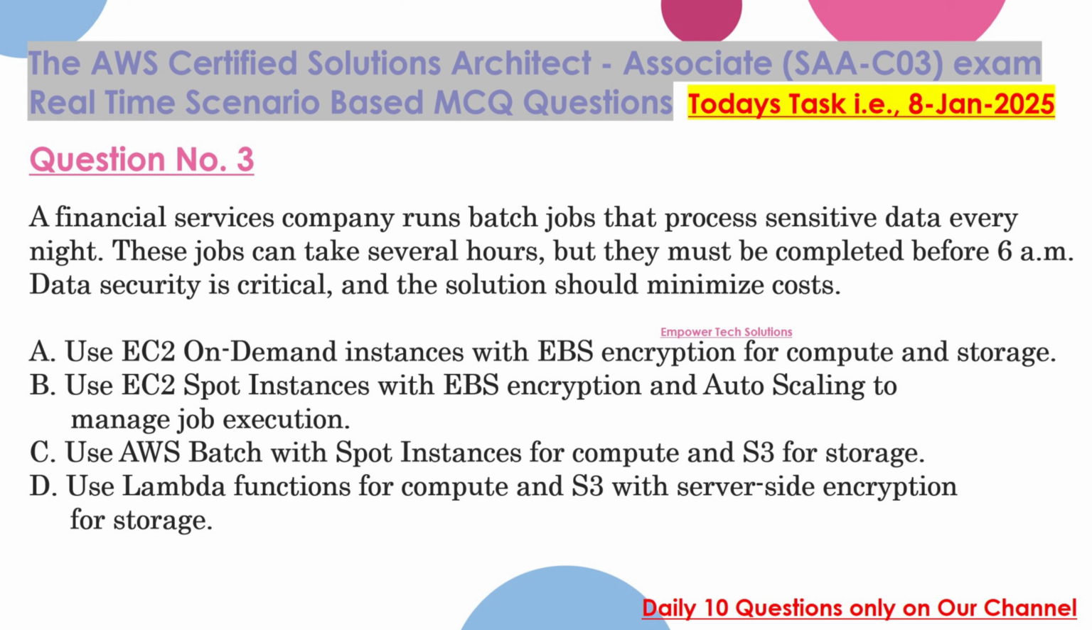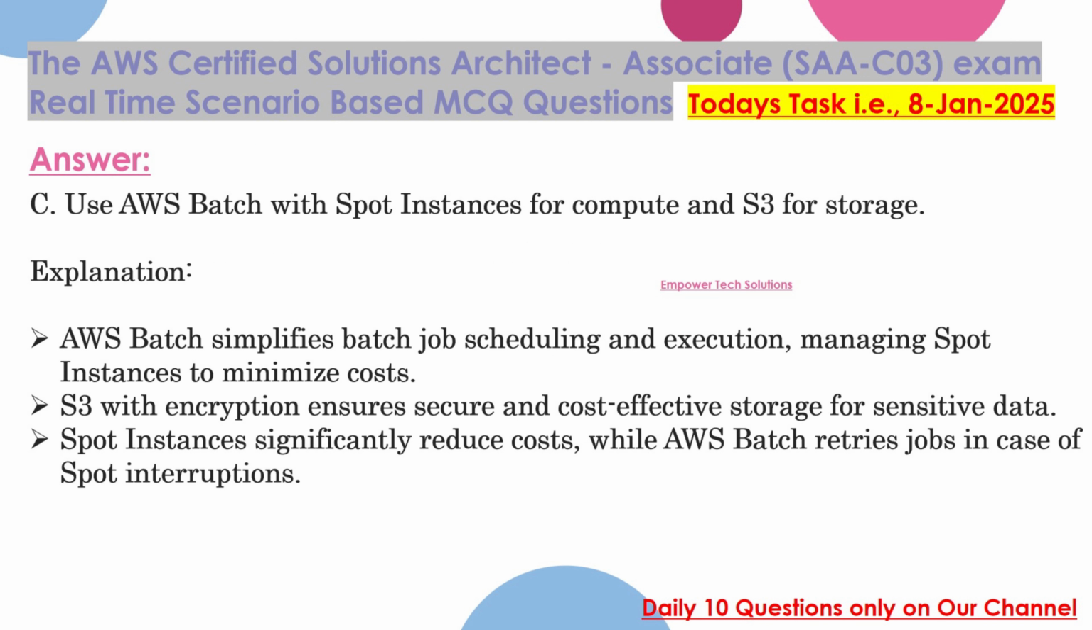A. Use EC2 on-demand instances with EBS encryption for compute and storage. B. Use EC2 spot instances with EBS encryption and auto-scaling to manage job execution. C. Use AWS Batch with spot instances for compute and S3 for storage. D. Use Lambda functions for compute and S3 with server-side encryption for storage. Correct answer, C. Use AWS Batch with spot instances for compute and S3 for storage.